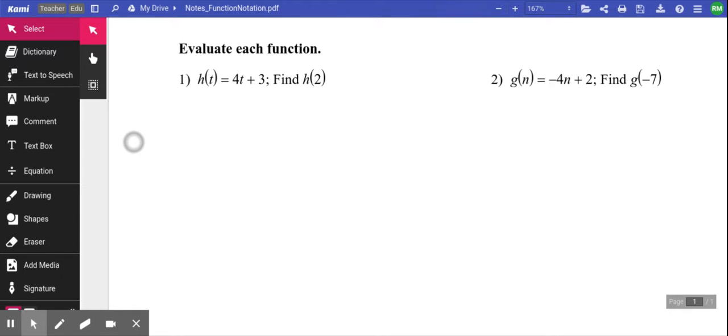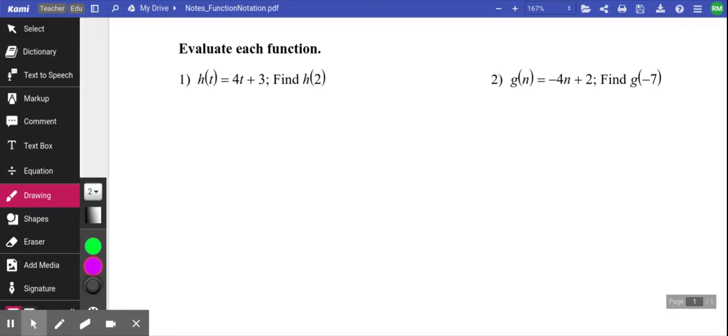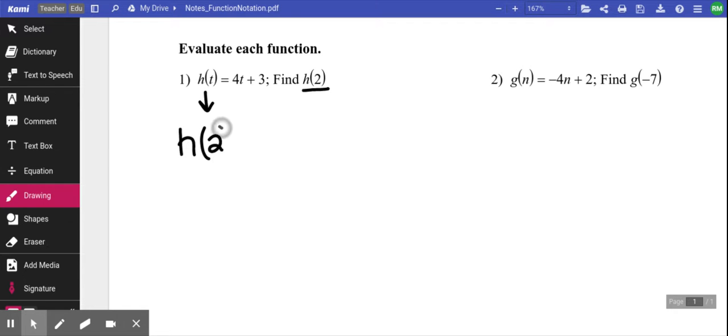So now we have h of t equals 4t plus 3. And it's telling you find h of 2. So what we need to do is right under h of t, now what do they want you to use? H of 2. So right under h of t, we're going to write h of 2 equals.